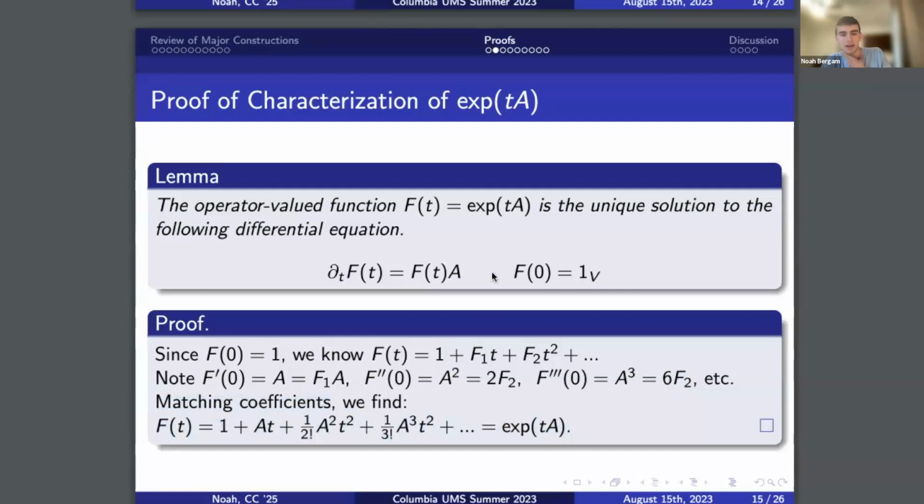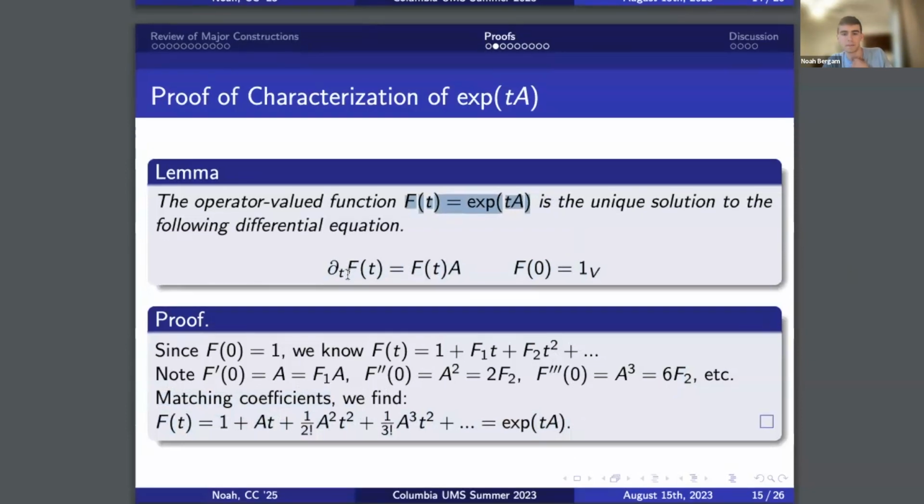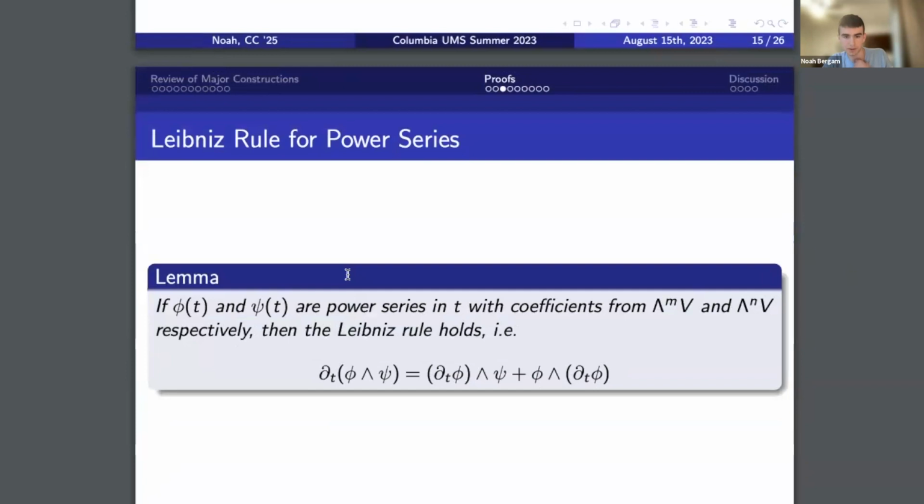So we've shown that given this, you can extract that f of t is equal to exp of t a, and the other direction is trivial. Therefore, it's the unique solution to this differential equation. But that's the first thing.